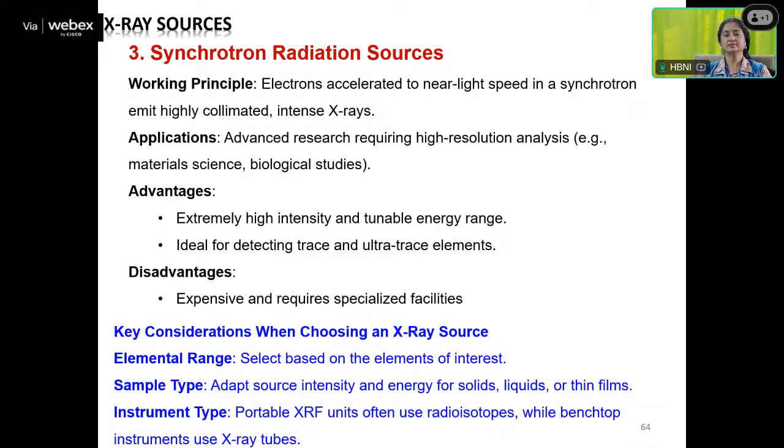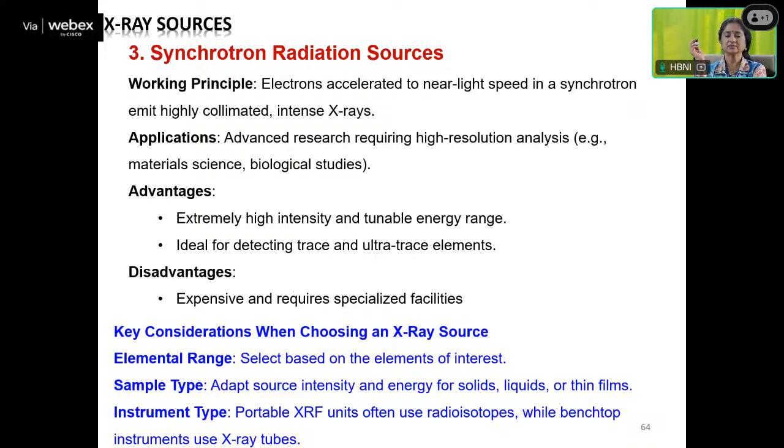The third one is the synchrotron radiation source. Electrons are accelerated to near light speed in a synchrotron, which emits highly collimated and intense X-rays. Applications are in advanced research requiring high resolution analysis, with very good detection limits, such as material science and biological studies. The advantage is extremely high intensity and tunable energy, ideal for detecting trace and ultra trace elements. Disadvantages: it is expensive and requires specialized facilities. There is a facility at CAT Indore with a synchrotron radiation source where, for XRF, you can go up to the PPT level of detection limit.